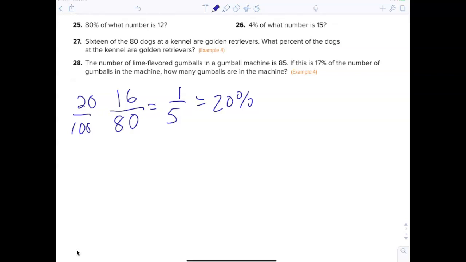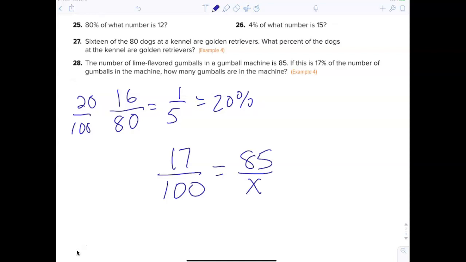So let's look at 28. Read. The number of the lime flavored gumballs in the gumball machine is 85. If this is 17% of the number of gumballs in the machine, how many gumballs are in the machine? Okay, so 17%, so that's 17 over 100. And they want to find the total number in the machine, so X goes in the bottom. That's the whole. Thank you for listening.